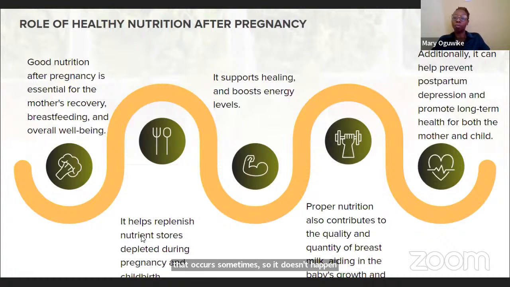Now, healthy nutrition helps to prevent this by supplying nutrients that help to keep the brain healthy, and it also supplies nutrients that help to boost our mood. And then it also promotes long-term health for both the mother and the child after pregnancy.